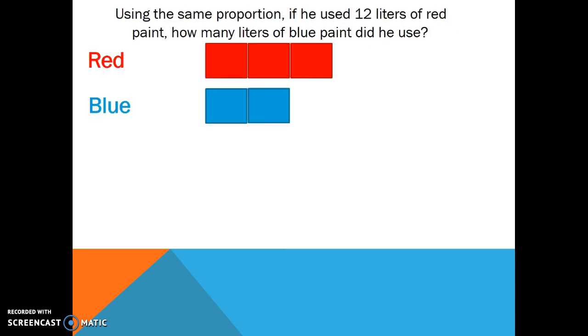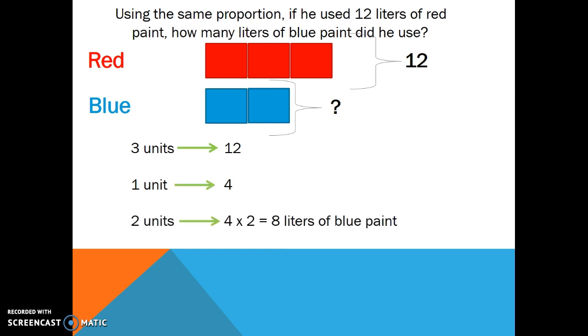Okay, so letter A says if he used 12 liters of red paint, how many liters of blue paint did he use? So our 3 units is going to equal 12, and we want to know how many 2 units equals. So 3 units equals 12. We'll solve for 1 unit. 12 divided by 3 is 4. And now we're going to solve for 2 units. So 2 units equals 4 times 2, or 8 liters of blue paint.